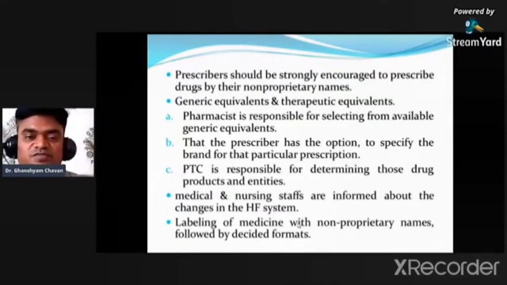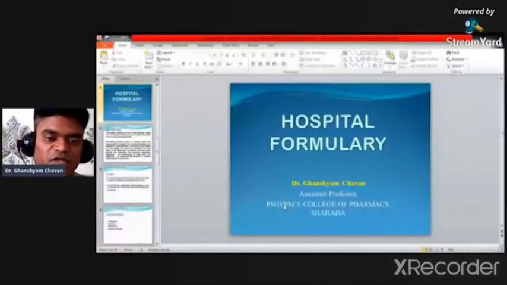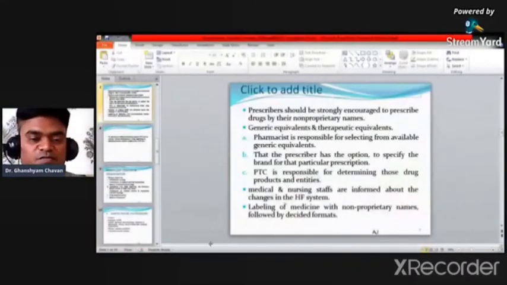So in this fashion, we have discussed half of this hospital formulary today. So students, for today, this much of the topic is sufficient. From tomorrow, we will continue with the next session.